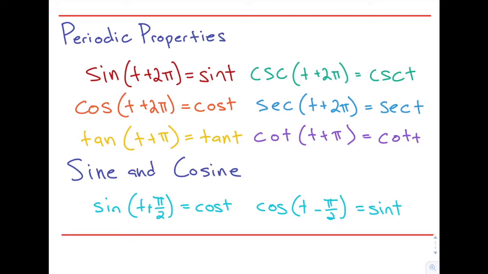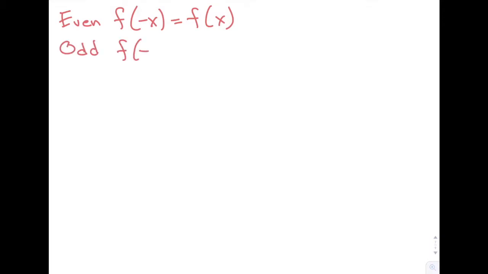Now I didn't write all of the properties out where we shift a function, but like we said, if we take sine and we move it pi over 2 to the left, we'll get cosine. And if we take cosine and move it pi over 2 to the right, we'll get sine. Now to talk about even and odd functions, we should recall what that means. By definition, an even function satisfies the property that f of negative x equals f of x. And by definition, an odd function satisfies the property f of negative x equals negative f of x.